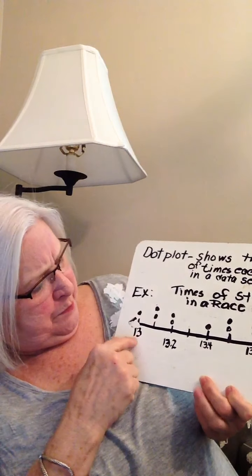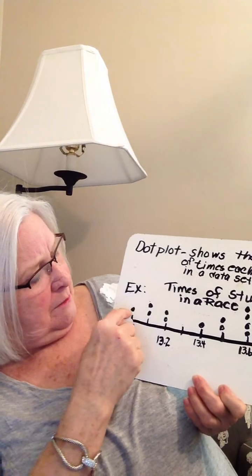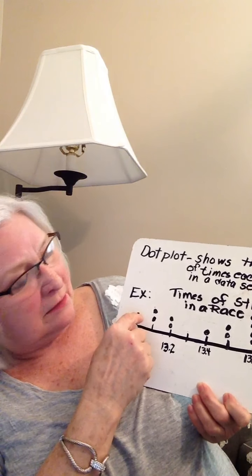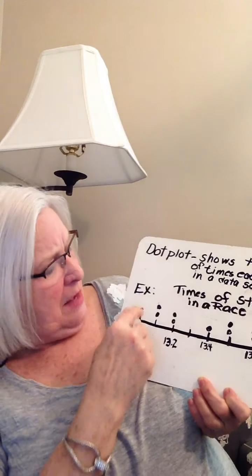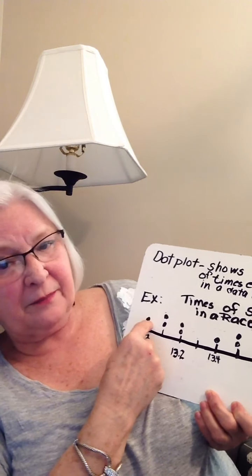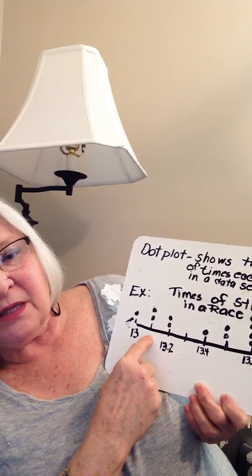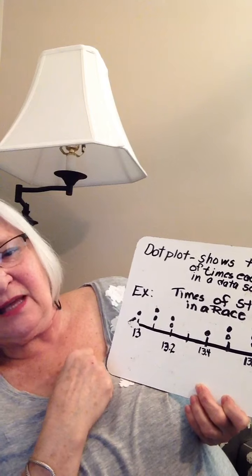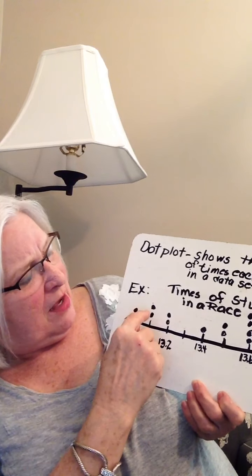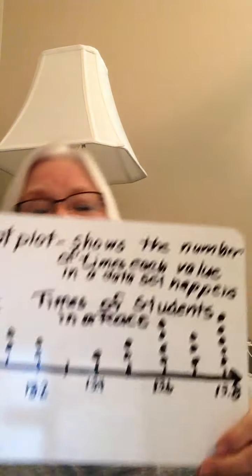How many times did somebody get 13? I think these are minutes. How many times did someone run 13 minutes? Well, one person did that. How many people ran 13 and 1/10 minutes? Two persons did that. So when you see a dot, it's the number of times that particular thing happened.